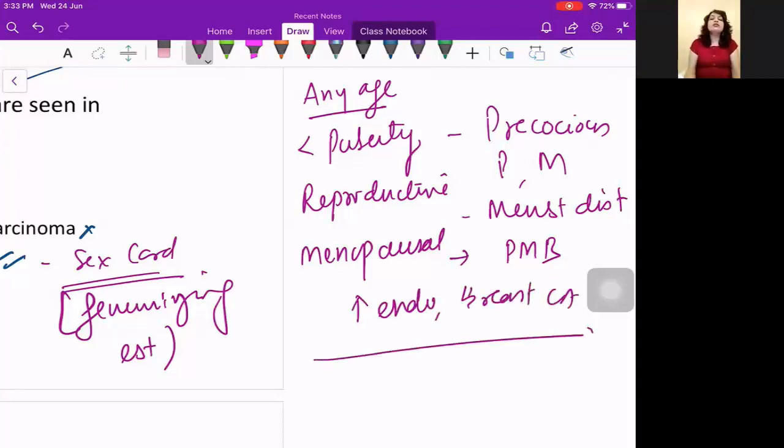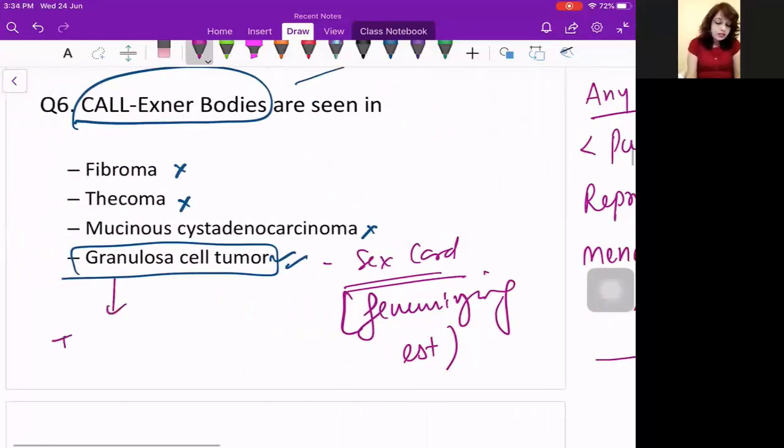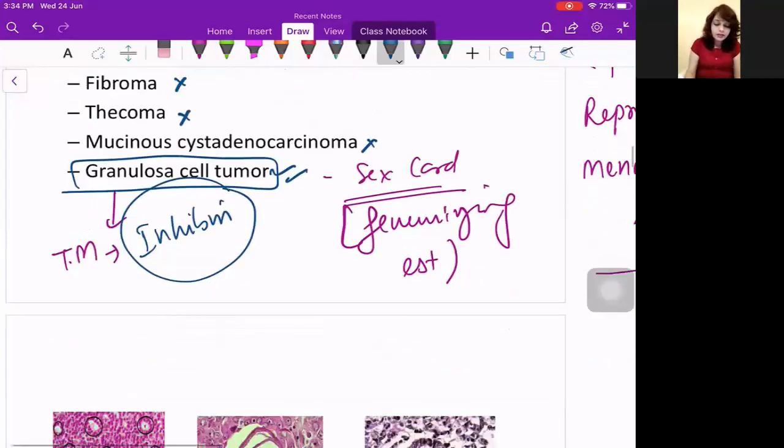Okay. So granulosa cell tumor, which is a feminizing ovarian tumor, that is estrogen secreting, is a sex cord ovarian tumor. It can occur in any age group, so it will cause precocious features, menstrual disturbance, or postmenopausal bleeding. The tumor marker for granulosa cell tumor is inhibin.